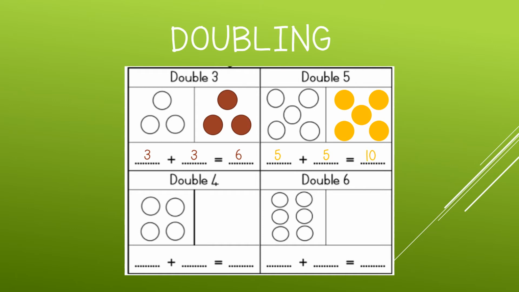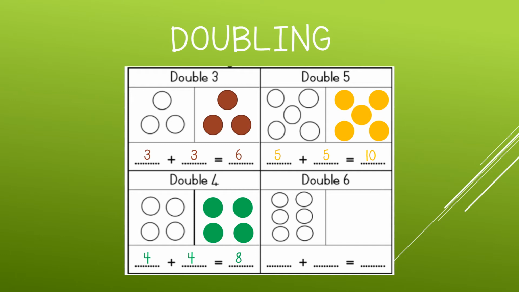In the bottom row, we have double 4. 1, 2, 3, 4. So I have 4 on one side and I have 4 on the other side. So let's do the sum. 4 plus 4 is equal to 8.